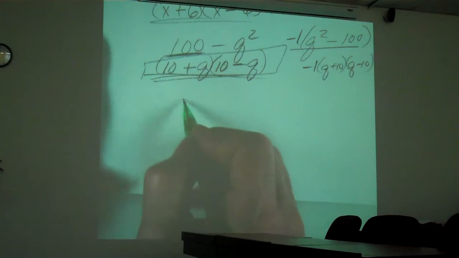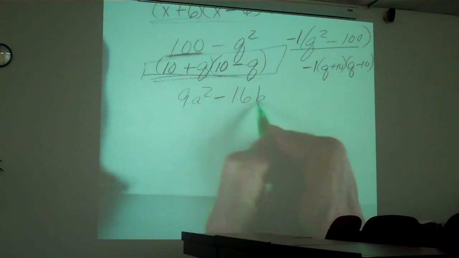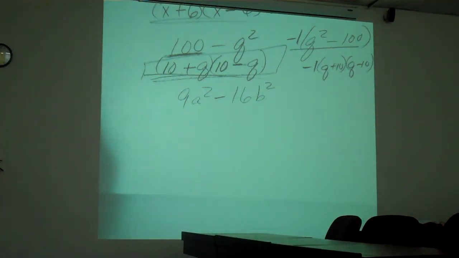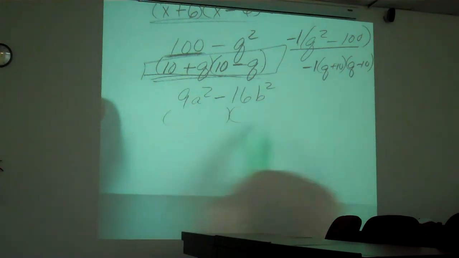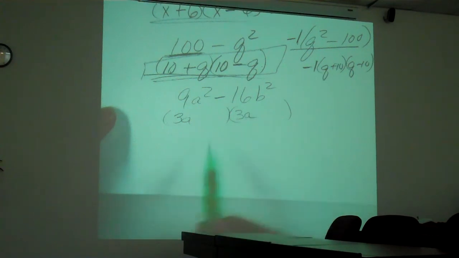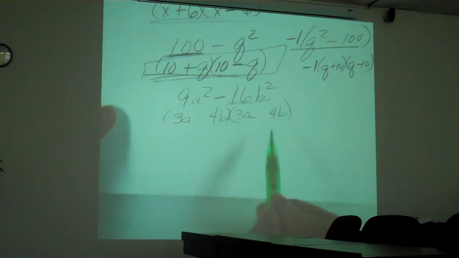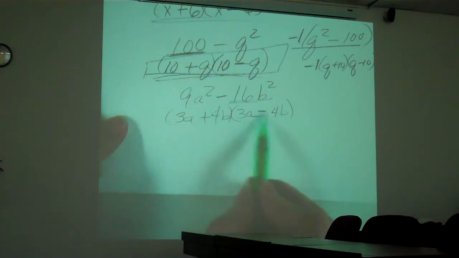Okay, let's do 9a squared minus 16b squared. So what do we have here? 3a and 3a. And the second part? 4b and 4b. So we need a plus and a minus, right?